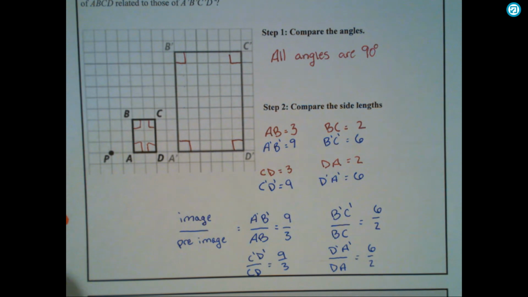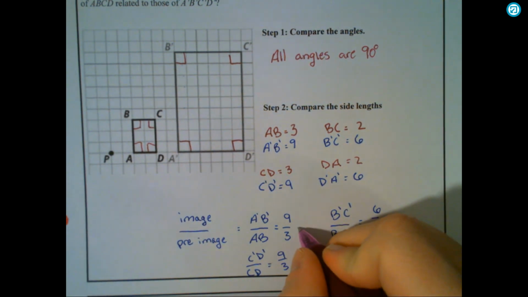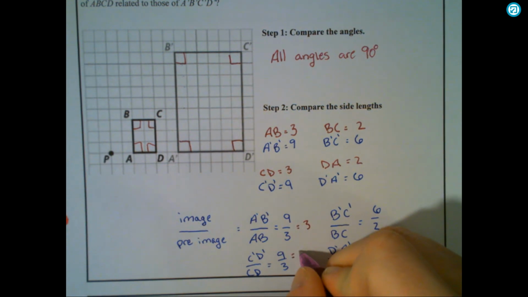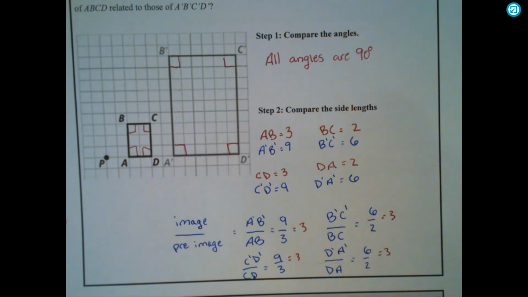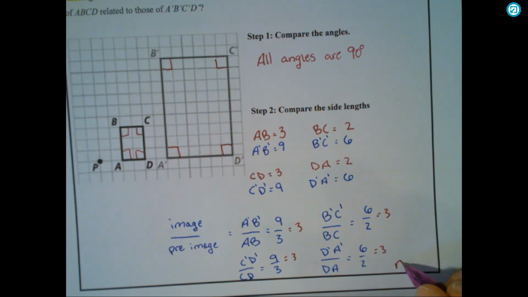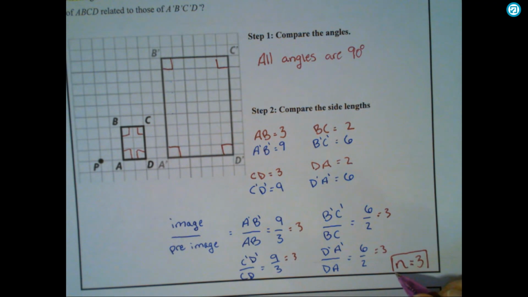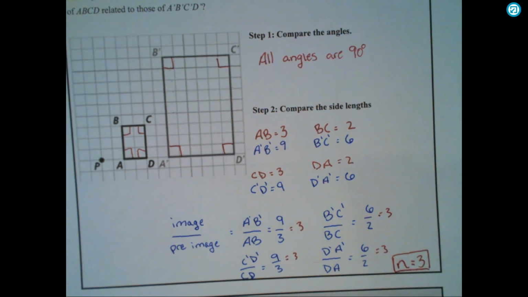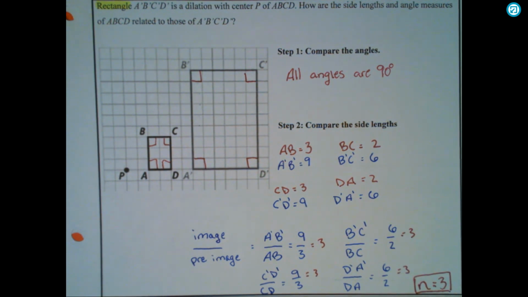So when you look at all 4 of these, if I divide each of those fractions, we're going to end up with each of them equaling 3. And whatever that ratio ends up equaling, that is going to be our scale factor n. So for this one, we have a scale factor of 3. That's the big takeaway on that example 2.